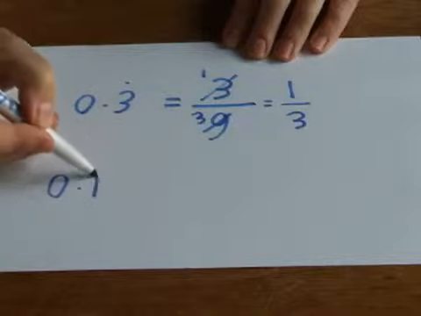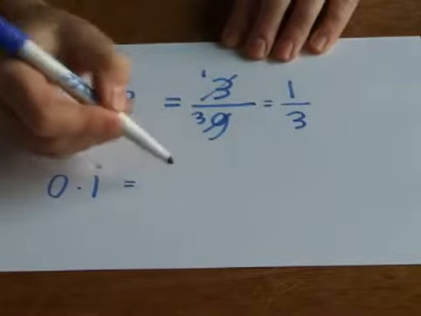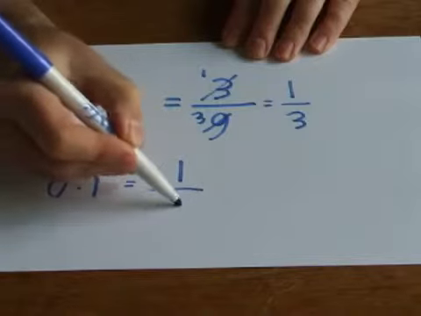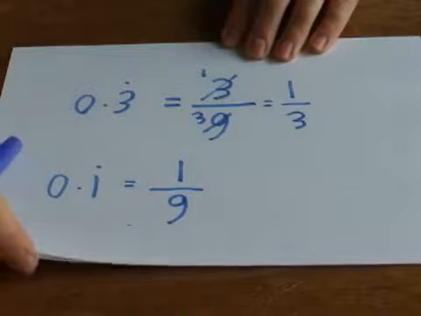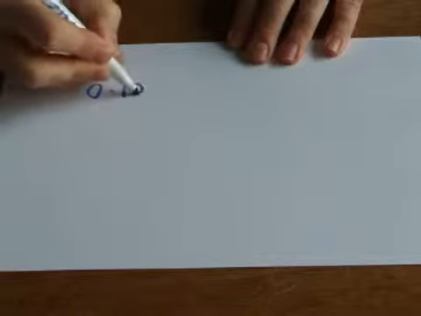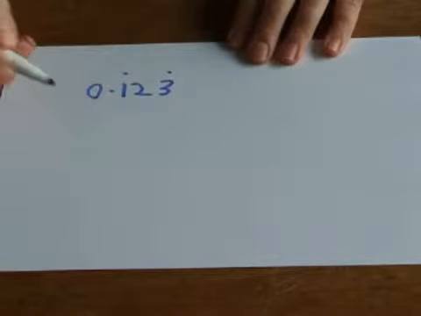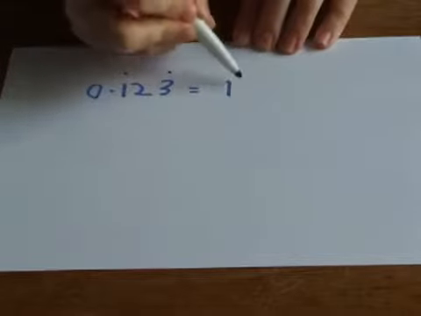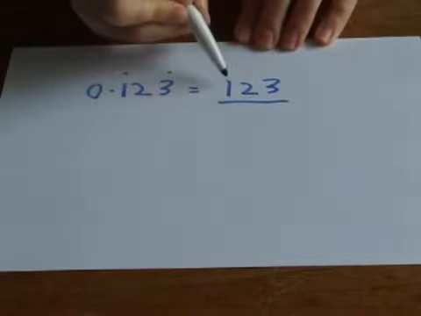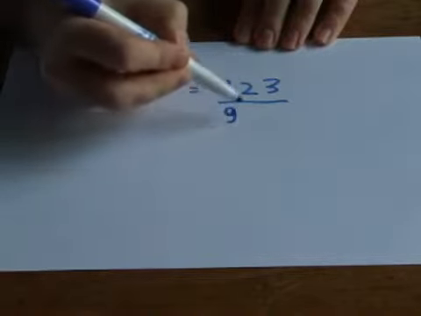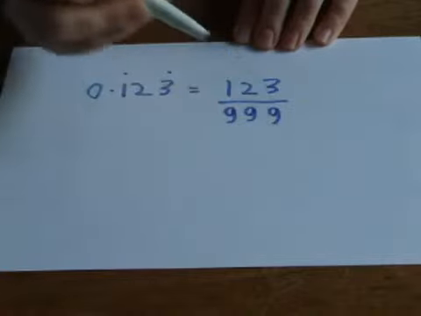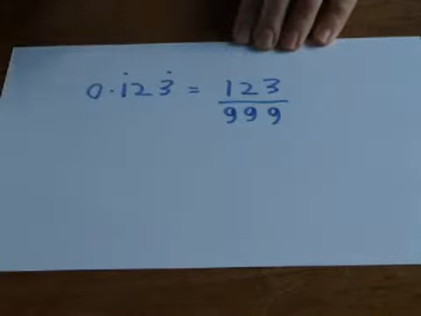If I have 0.1 recurring, write the 1 at the top as the numerator, 9 as the denominator, and 0.1 recurring is equivalent to 1/9. In the same way, if I have 0.123 recurring, I can write that as being equivalent to 123. This time there's 3 digits at the top, just the 3 parts are recurring, so I write 3 9s underneath. And that is the exact fraction of that recurring decimal.